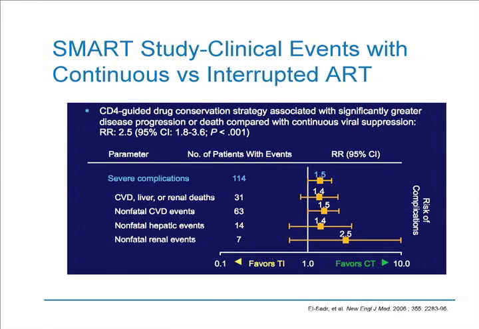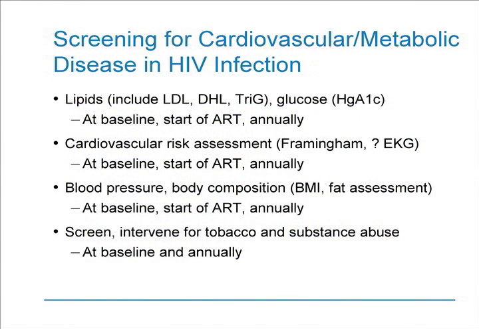And about the time the study fully enrolled, the Data Safety Monitoring Board closed the study because there were increased event rates in those on interrupted therapy, and those rates of events included AIDS-related events, but also non-AIDS events, as shown in one of the tables from the initial publication from the SMART study, where there were increased rates of non-fatal cardiovascular disease events and also combined cardiovascular, liver, and renal events. And it really brought a lot of attention to the possibility that these non-AIDS events could be related to HIV replication that's not being controlled.